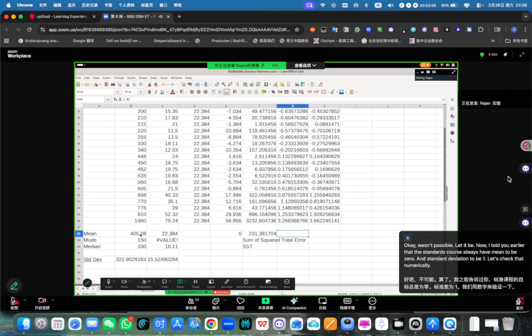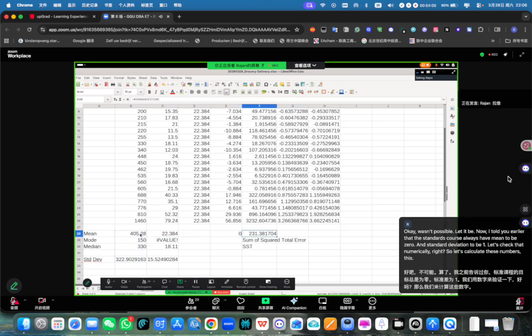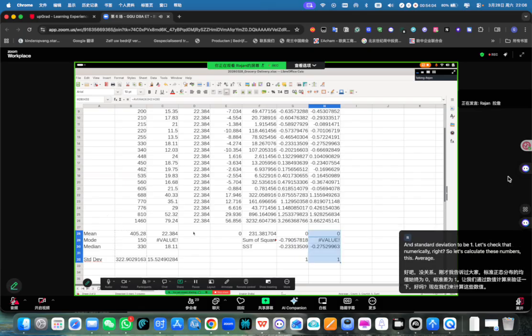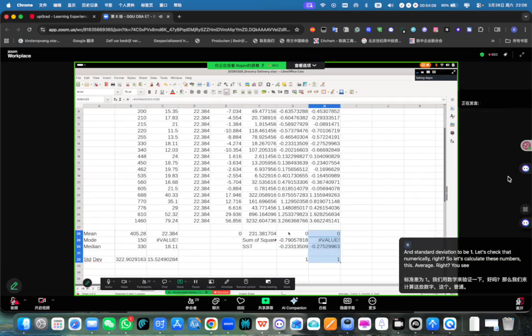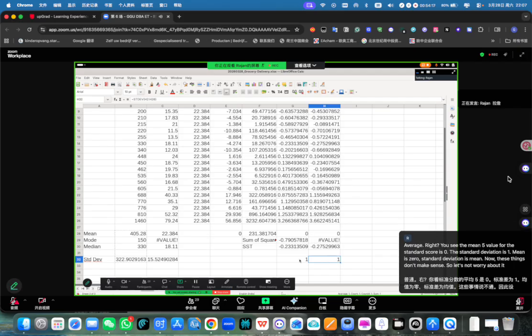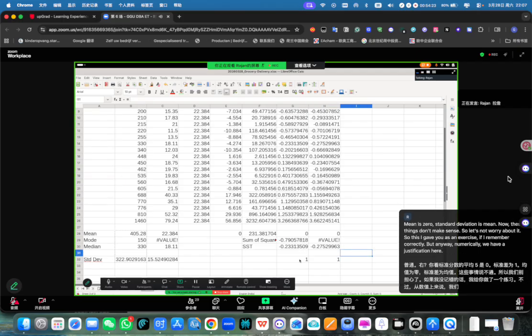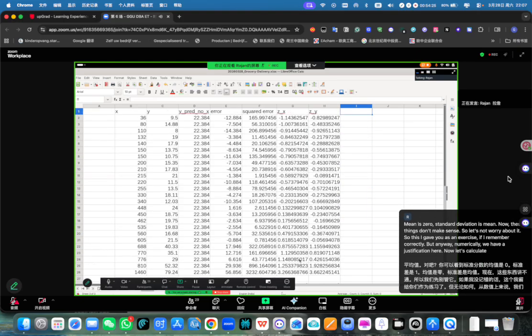So let's calculate these numbers, this average, right? You see, the mean for the standard score is 0, the standard deviation is 1. Mean is 0, standard deviation is 1. Now these things don't make sense, so let's not worry about it. Okay. So this I gave you as an exercise if I remember correctly, but anyway, numerically we have a justification here. Now let's calculate the correlation coefficient.